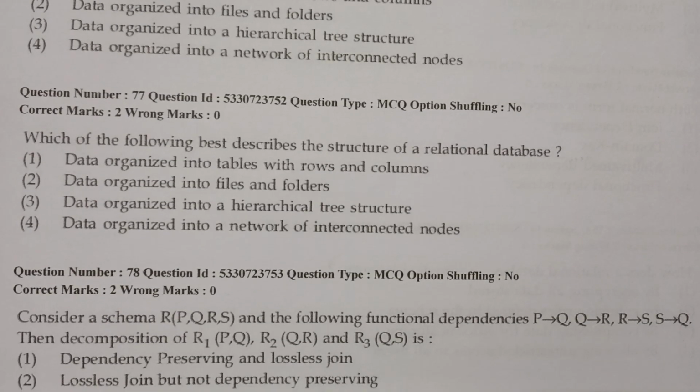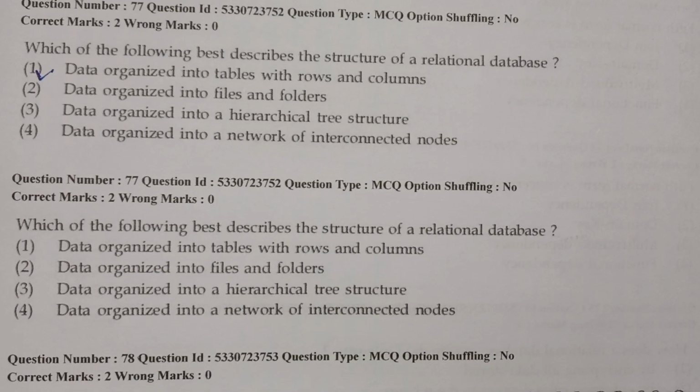Question number 77. Which of the following best describes the structure of a relational database? Data is organized in tables with rows and columns; data organized into files and folders; data organized into a hierarchical tree structure; or data organized into a network of interconnected nodes. So data is organized into tables with rows and columns. The correct answer is option number 1.